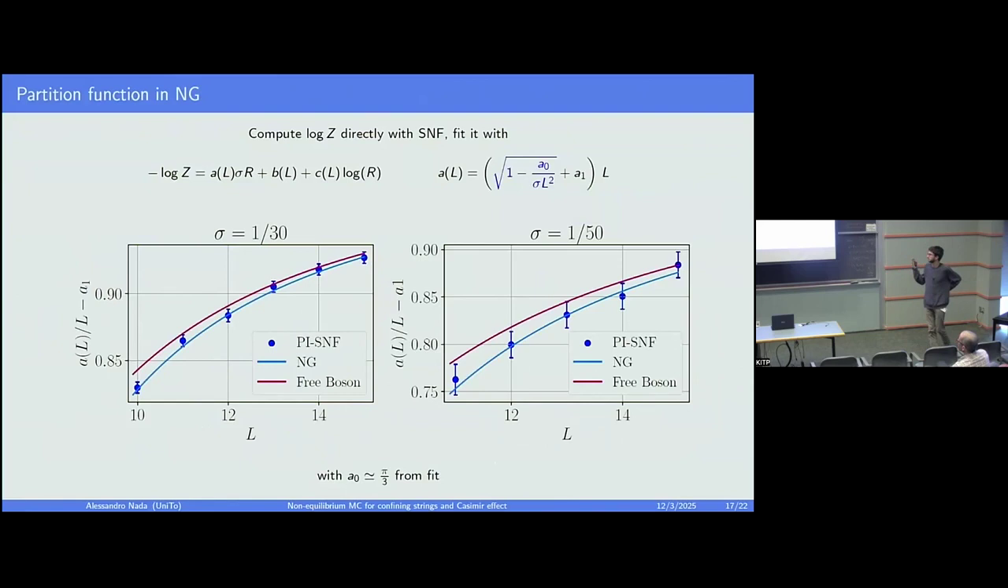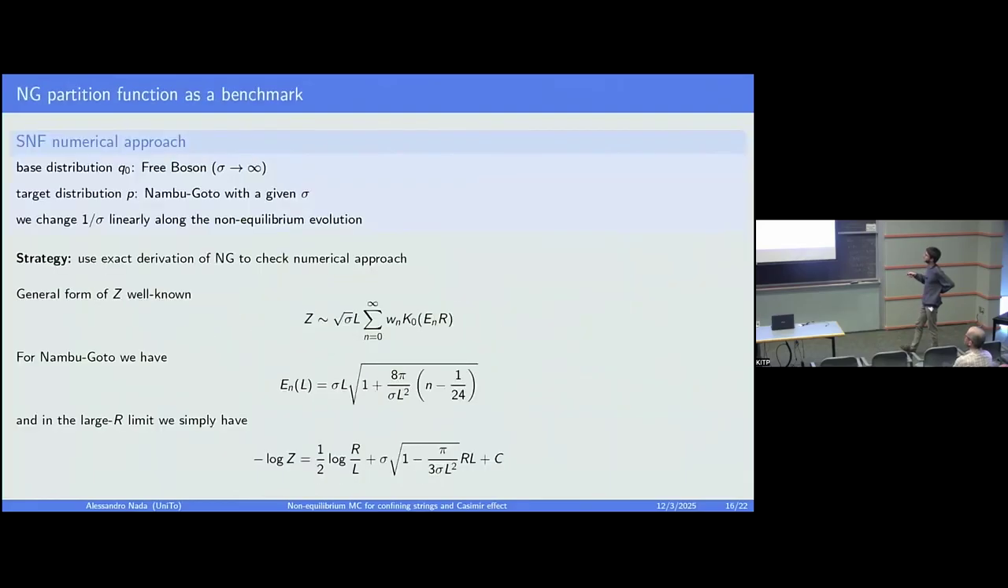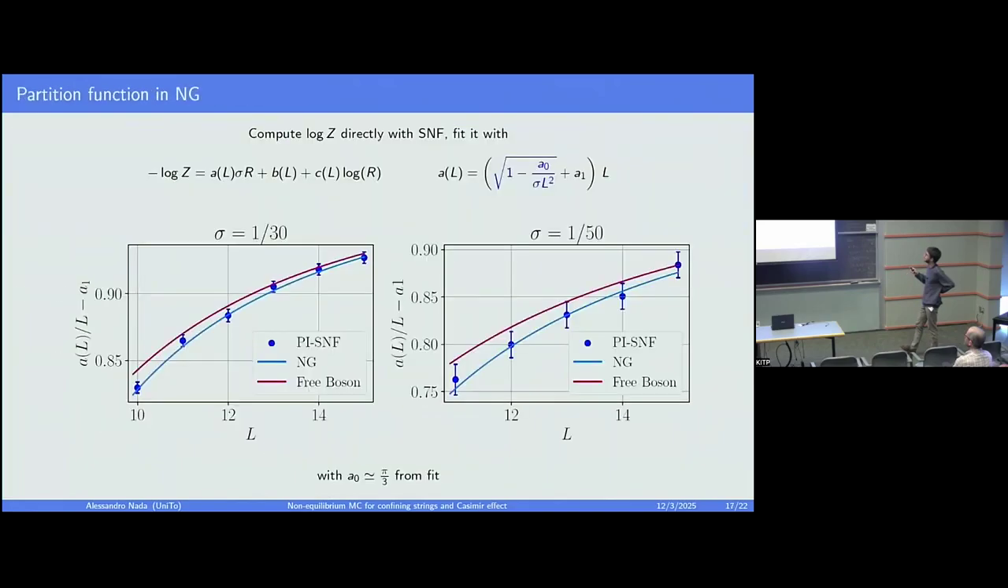This is a good way to see that you're not just sampling the free boson. In particular, if you fit these curves here, it's essentially this term here which multiplies sigma of r. This is essentially the one multiplying the R log R. And this A0 is literally pi over 3, which is essentially where the Lüscher term comes from. Okay, so this works.